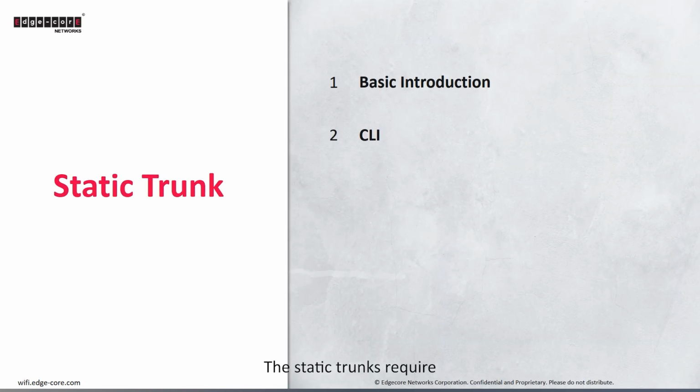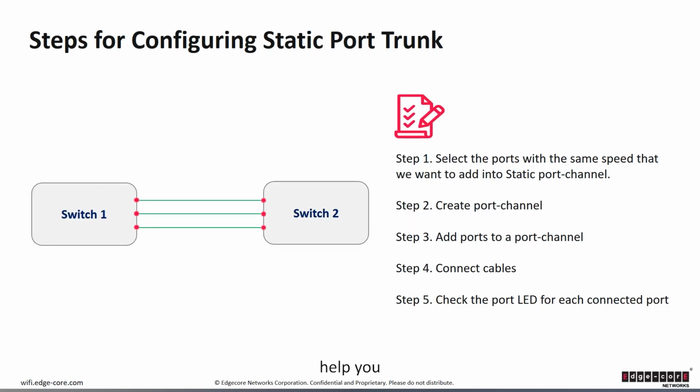The static trunks require manual configuration at both ends of the links. To prevent a loop, use the web interface or CLI to configure the trunk on the devices at both ends before connecting them physically. Next, we will show you how to create a static trunk step by step. The following steps help you to configure a static port channel.